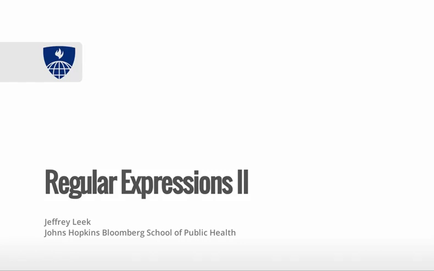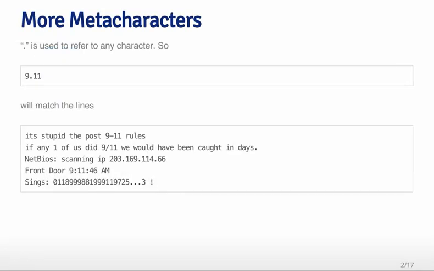This is a continuation of our lecture on regular expressions. So we're going to continue talking about meta characters, which we can think of as the grammar, where literals are actually the words in the language that we're going to be talking about. So another meta character is actually just the dot. And so the dot means it could be any character.